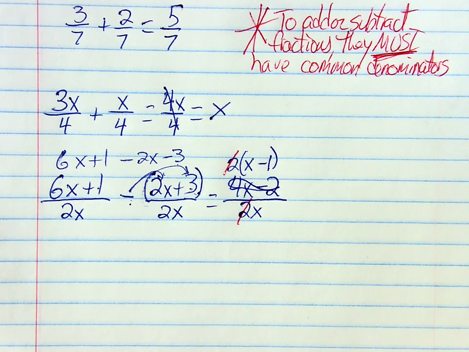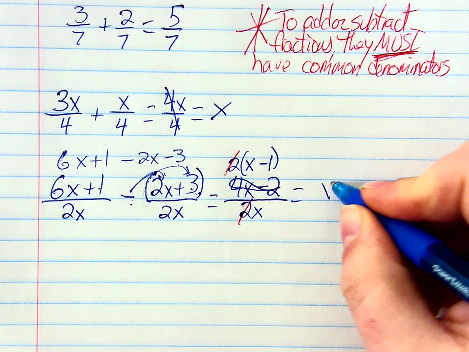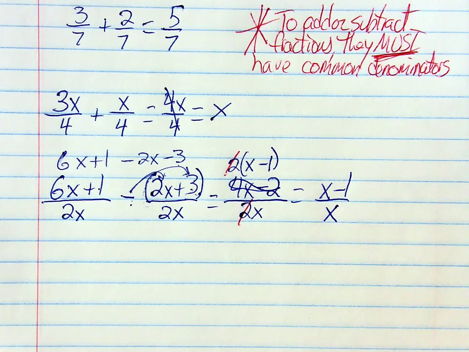Do not cancel anything until you have factored all the pieces. So factor, factor, there we go. So now I end up with a final answer of x minus 1 over x. Or is that a final answer? Yes, that is a final answer.